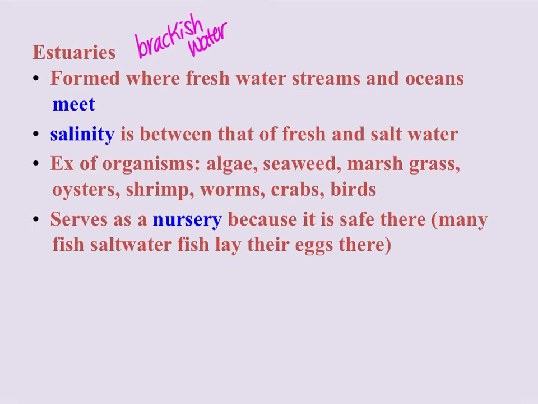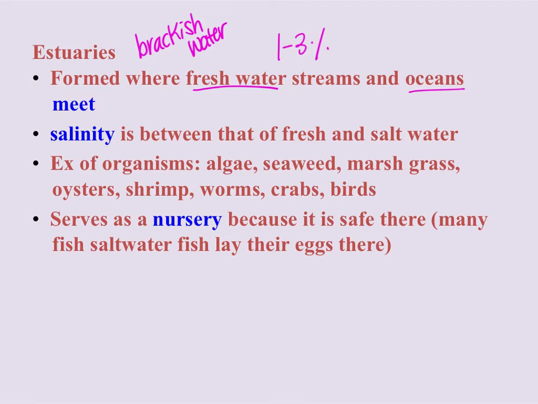So it's brackish water because the salinity is between fresh and salt water. If you remember, fresh water was less than 1%, and oceans, salt water, is going to be more than 3%. So estuaries are going to be between 1 and 3%. Their salinity is going to be between fresh and salt water.